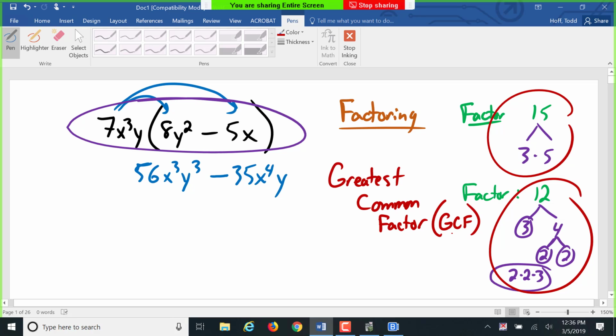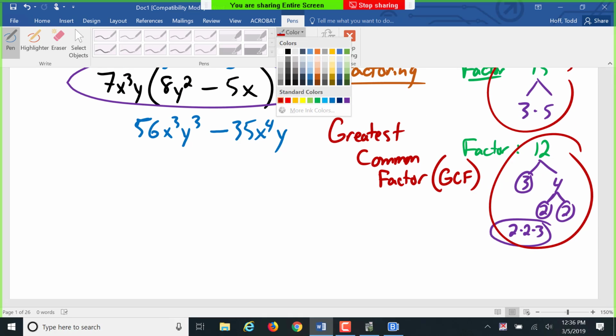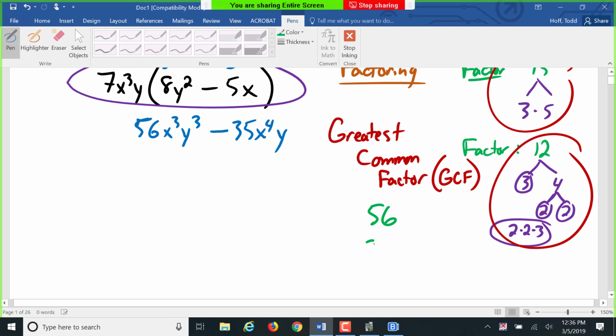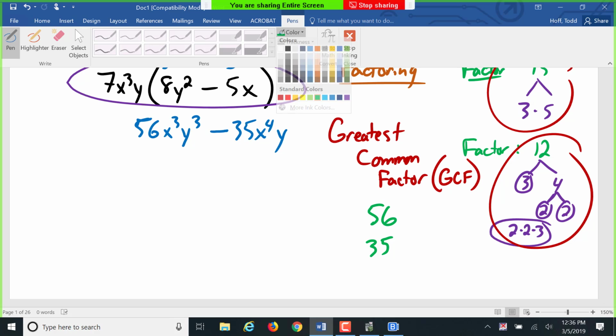That greatest common factor, remember, is the largest number that divides into both of those terms, into both of those digits. So we need to look at the numbers, the 56 and the 35. 7 is the largest number that goes into both of those. Perfect.